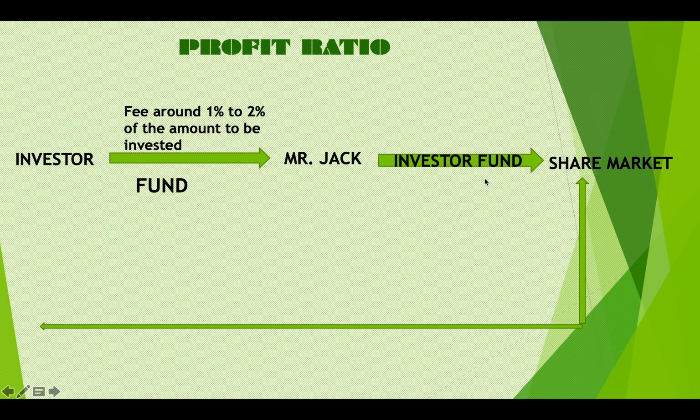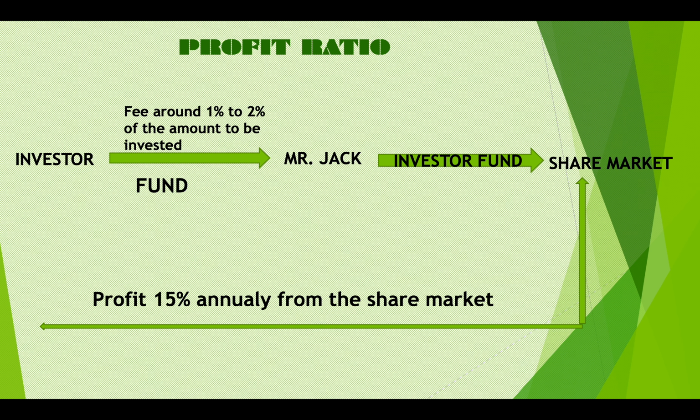What happens in this arrangement? Jack uses his knowledge and experience to make a profit, for example, 15%. We as investors enjoy the profit and Jack enjoys the fee. This is how the mutual fund works.